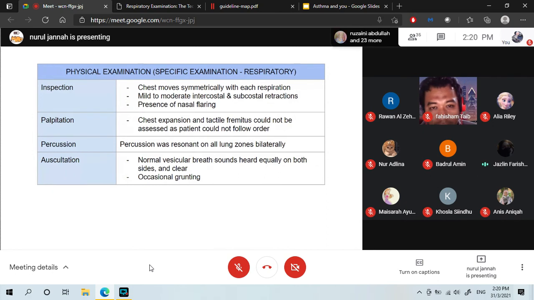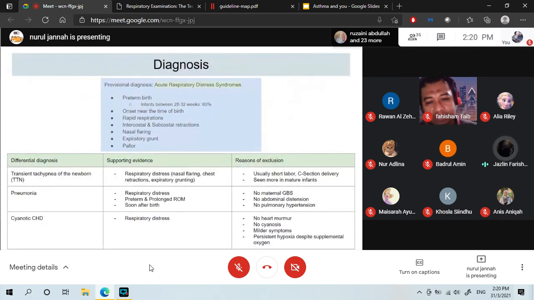Next slide. So for the diagnosis, the provisional diagnosis is acute respiratory distress syndrome, and the supporting evidence is that the patient is preterm; infants between 28 to 32 weeks have a 60% risk of getting respiratory distress syndrome. The onset is also near the time of birth, and there are other signs of respiratory distress such as rapid respiration, chest retraction, nasal flaring, grunting, and the patient is pale looking.